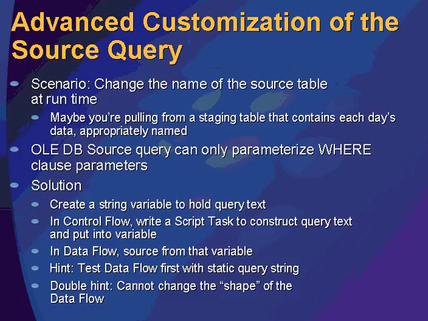What you do is you create a string variable that holds the query text. So it's going to be a string variable that will hold a lot of text. It'll be a long string. And again, this is an Integration Services variable. And then in the control flow, you'll write a script task that constructs the query text and puts it into a variable. So effectively, you'll use VB to write a very simple script that generates query text. And then in the data flow, you source from that variable.